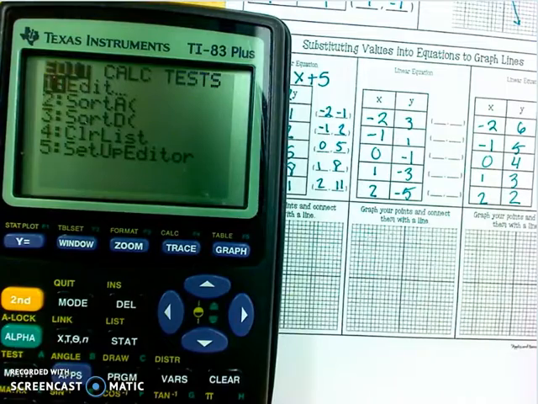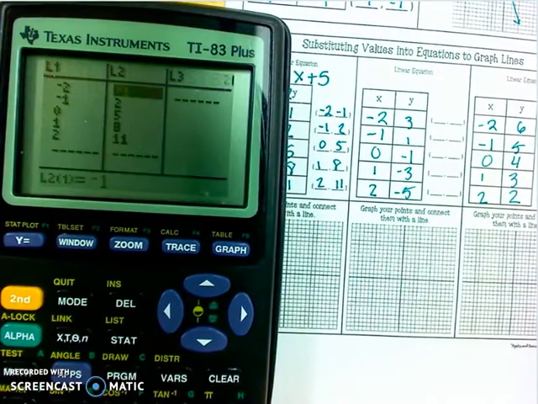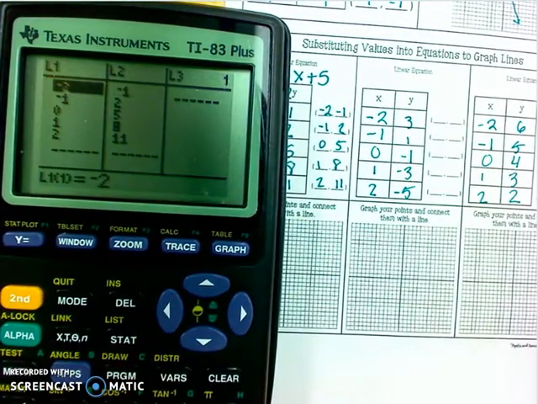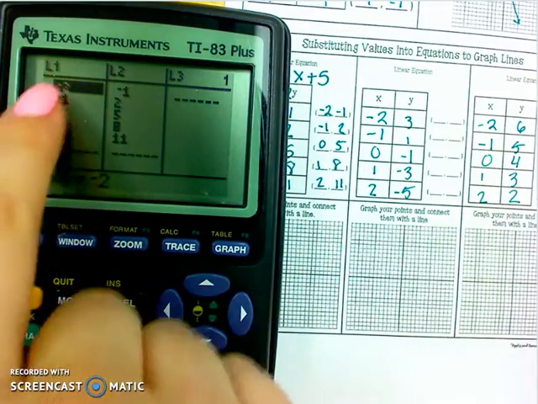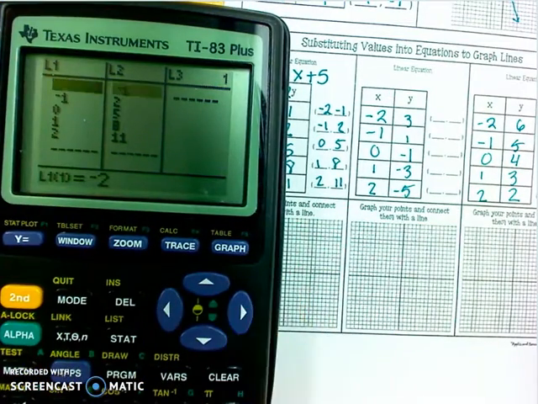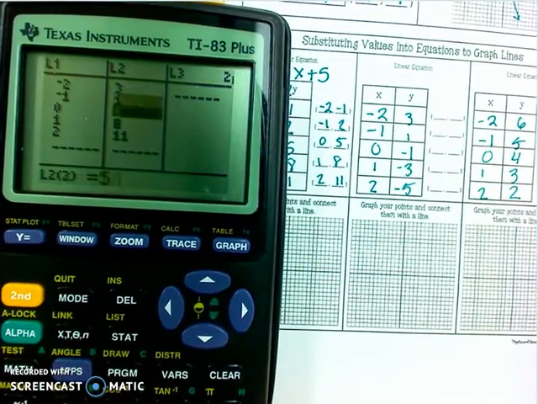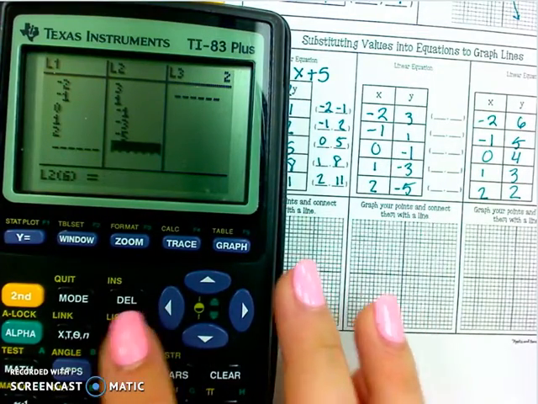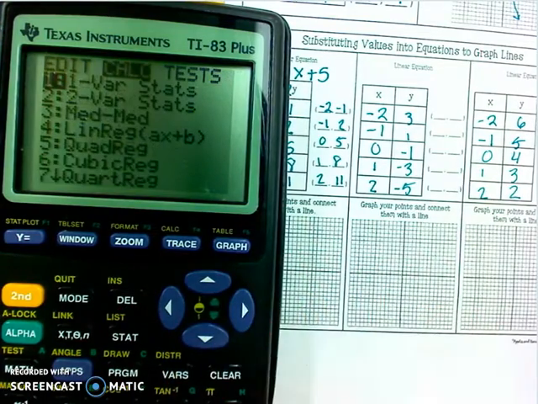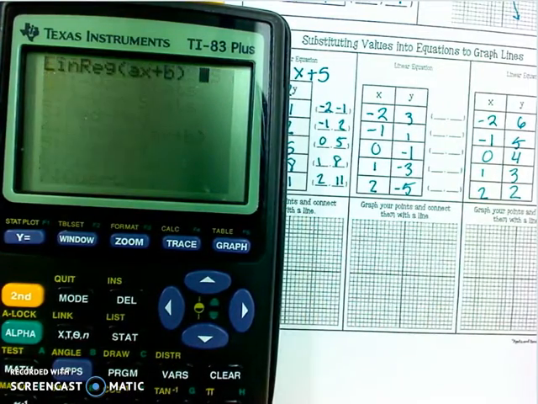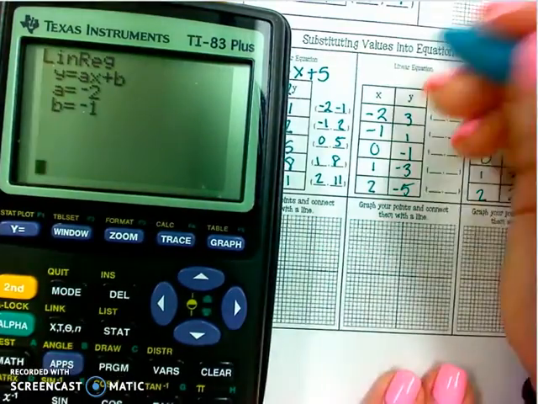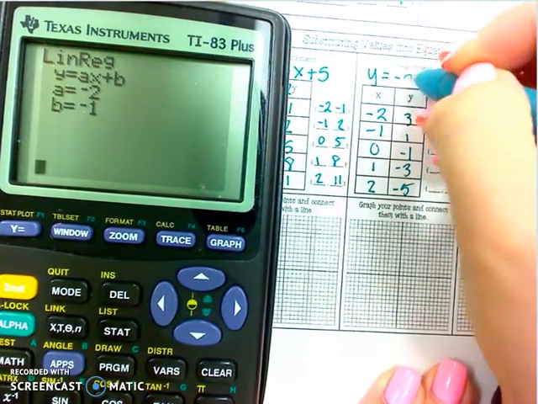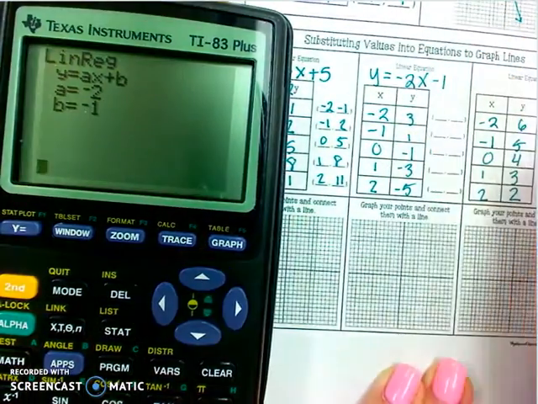Now we're going to go to Stat and Edit. I'm going to type over my values, and actually my X values were the same, so I'm just going over. And I can just type over them, 3, enter, 1, enter, -1, -3, -5. I'm going to Stat, Calc, 4, enter. And I have my linear equation, y equals -2x minus 1.